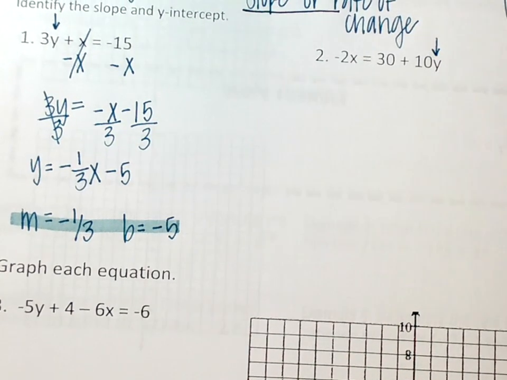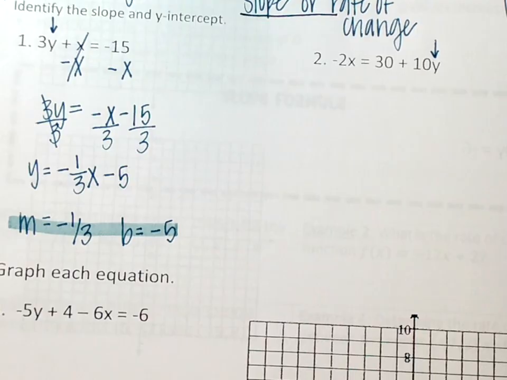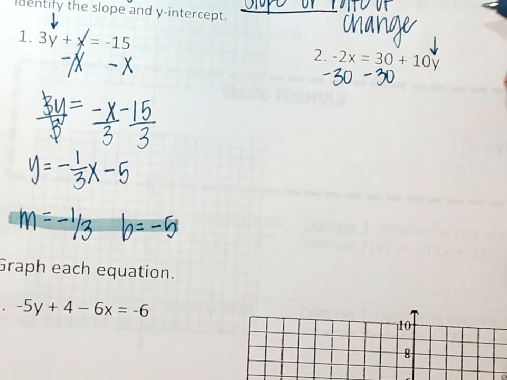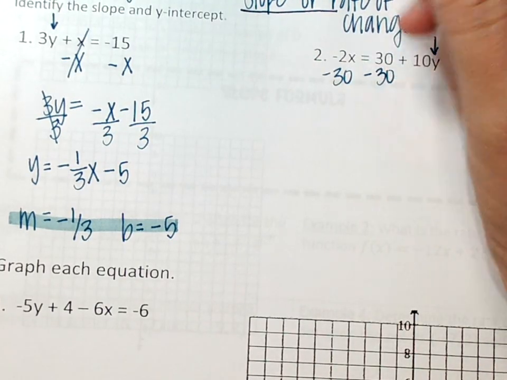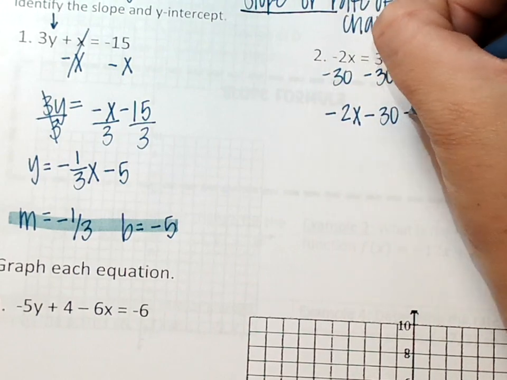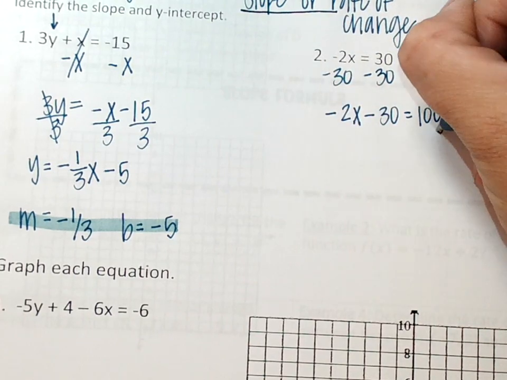Okay, so let's look right here. The Y is over here. So that's the side I'm going to do stuff to. So what would you do first? Subtract 30. Okay, subtract 30, subtract 30. Okay. So on this side, I'm left with negative 2x minus 30 is equal to 10y.